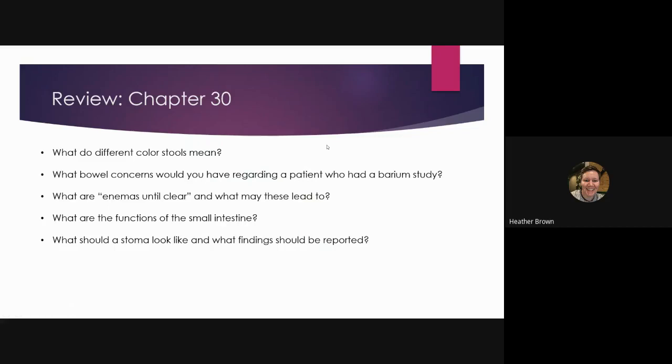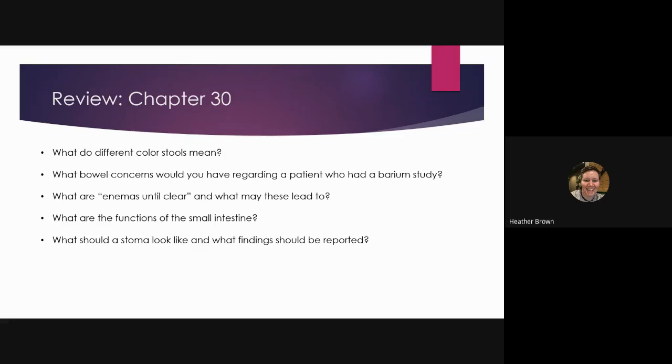This is our next discussion slide. So chapter 30, what do different color stools mean? What would a dark black stool mean? Dark black stool, what would that mean? Occult blood, the patient's bleeding, okay? Possible blood. So remember, bleeding is the most serious concern. So dark black, it's usually sticky. This is a presence of occult blood. So this is a primary concern for you.